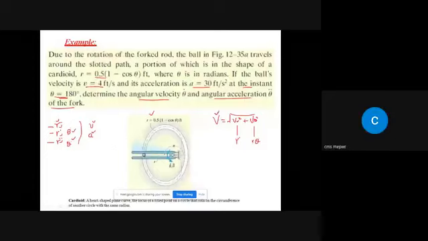Okay. Do we have r dot? Yes, sir. Do we have r? Yes, sir. So the only unknown which we have is theta dot. So this one will be solved, right? Then what about acceleration? Acceleration is also equal to the square root of ar square plus a theta square, right? Yes, sir. Okay.